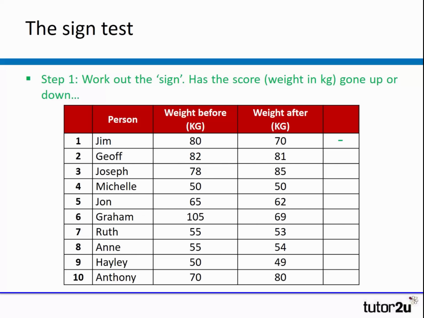So you'll see that Jim's obviously gone down. Jeff has also gone down. I, unfortunately, have gone up. Michelle has stayed exactly the same. John's gone down. Graham's gone down. Ruth has gone down. Anne's gone down. Haley's gone down. And then Anthony's also gone up. Now, you could be asked to do that in the exam, and that'd be quite a nice and easy process to do. You might need to complete that part of the table.